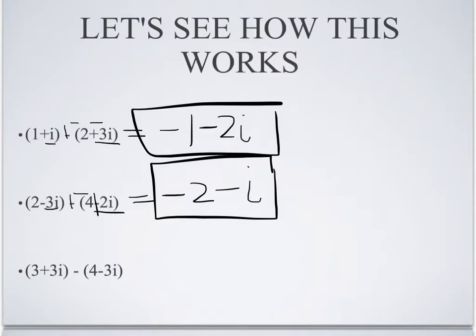Okay, let's see if you're right. So we changed the subtraction to addition, change all the signs to the right. 3 plus negative 4 is negative 1. 3i plus positive 3i is positive 6i.